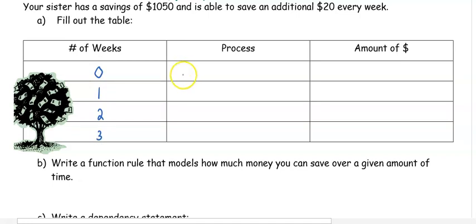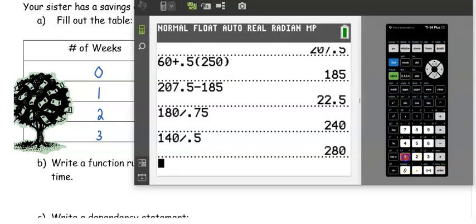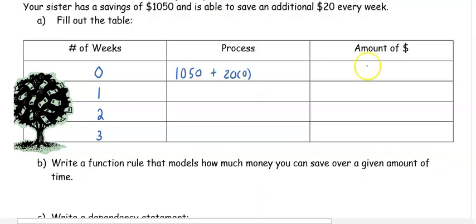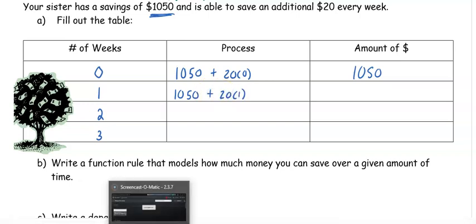So at 0 weeks, she has $1,050 in the bank, plus she's saving 20 times 0 weeks, which would get us $1,050 saved, which makes sense. This is what she's starting with. So at 0 weeks, she would have her initial money saved. Then at 1 week, we have 1,050 plus 20 times 1 week.